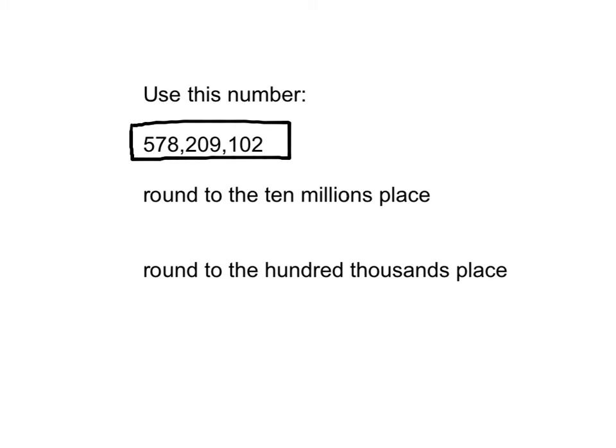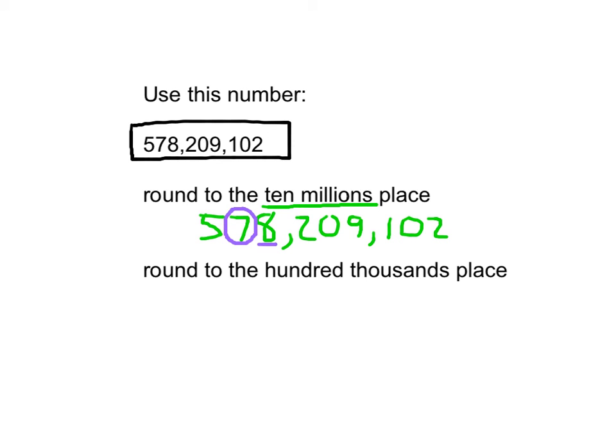Here, we're asked to use this number, and that's the number right there in the box, 578,209,102, and it says to round to the 10 millionths place. What I'll do is I will rewrite that number first. You always rewrite it carefully. Next thing I'm going to go ahead and do is to identify the 10 millionths place. Be very careful. It's very easy just to say, oh, it must be the millions place. No, it's the 10 millionths place. So identifying the 10 millionths place is the 7, so I'm going to circle the 7 and underline the 8. That way I'm rounding to the 10 millionths place.